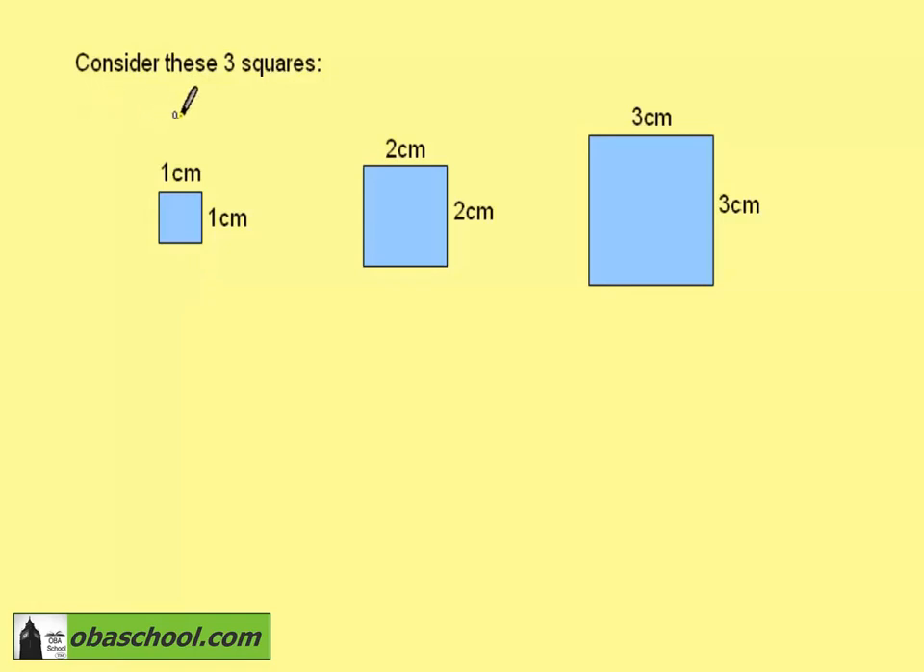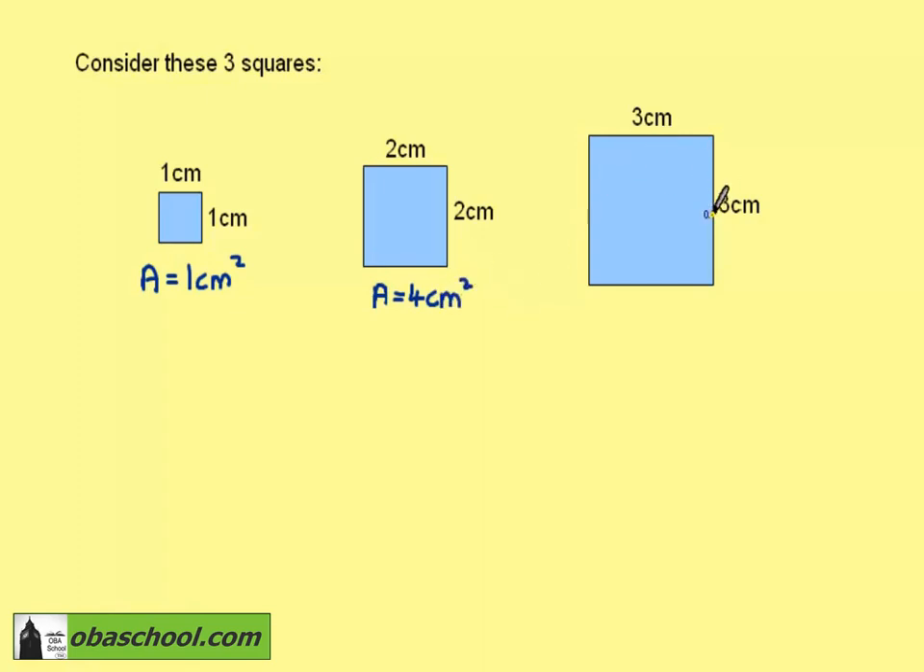Consider these three squares. The first one is 1 centimetre by 1 centimetre. The area of this square would be 1 centimetre squared. This square is 2 centimetres by 2 centimetres. The area of this square would be 4 centimetres squared.